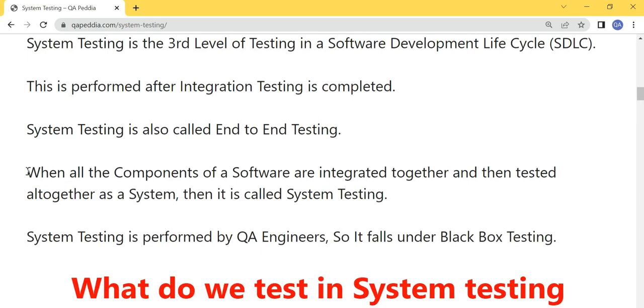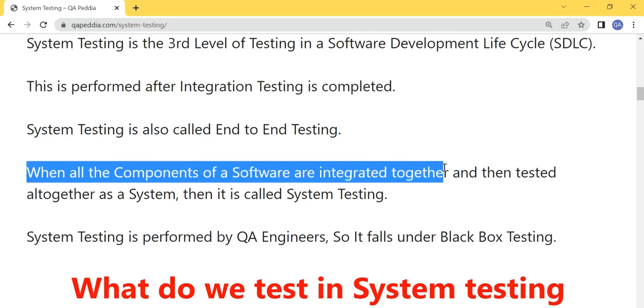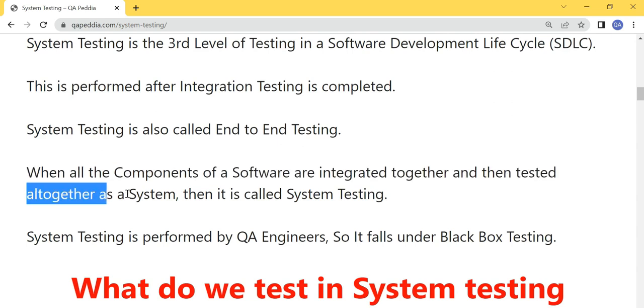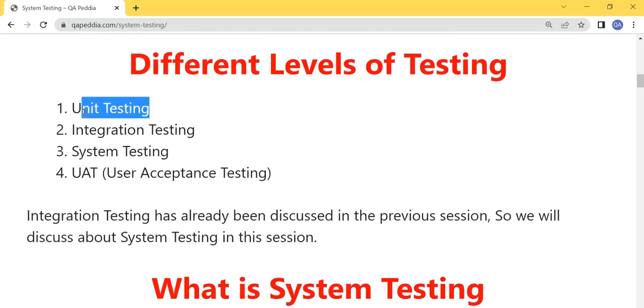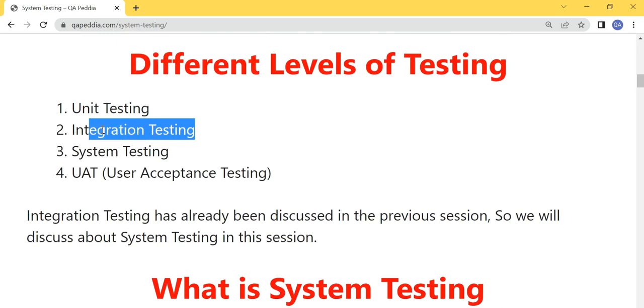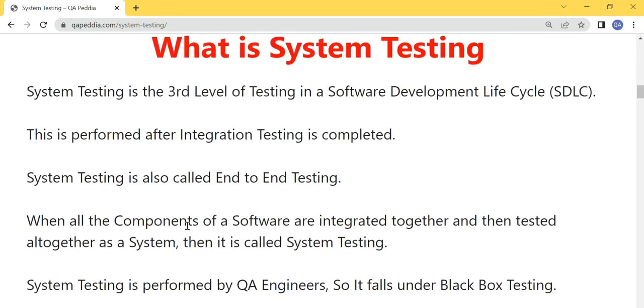And if we want to define system testing, then we can say that when all the components of a software are integrated together and then tested all together as a system, it is called system testing. In unit testing, we were testing one single unit or module of a software. In integration testing, we were integrating two or more modules and then testing. But in system testing, we have to integrate all the components. All the components of the software should be integrated and then it becomes a system, and that system has to be tested. That's why this testing is called system testing.